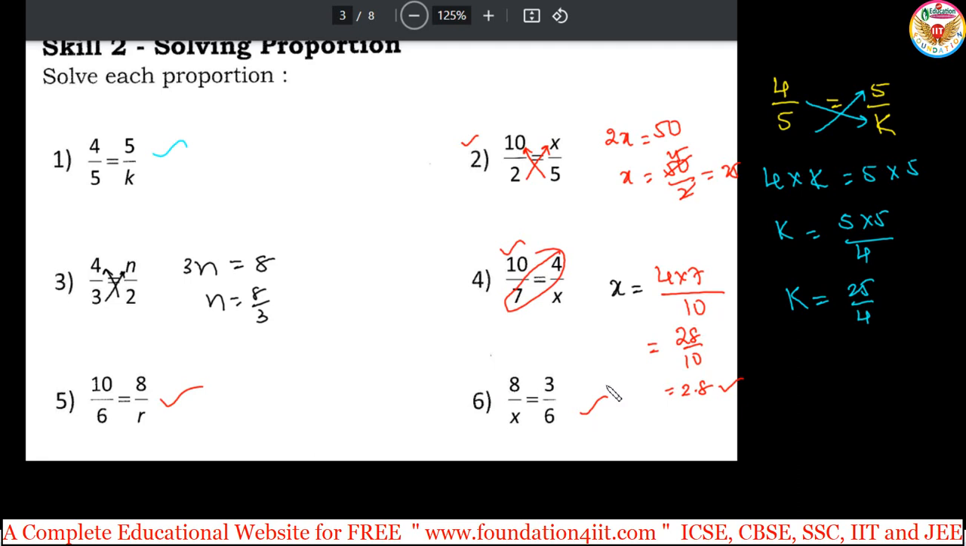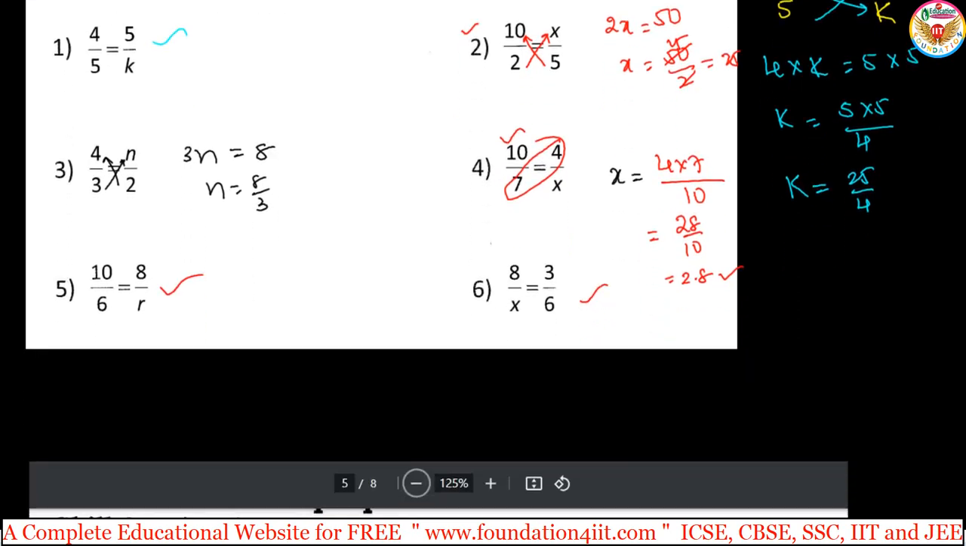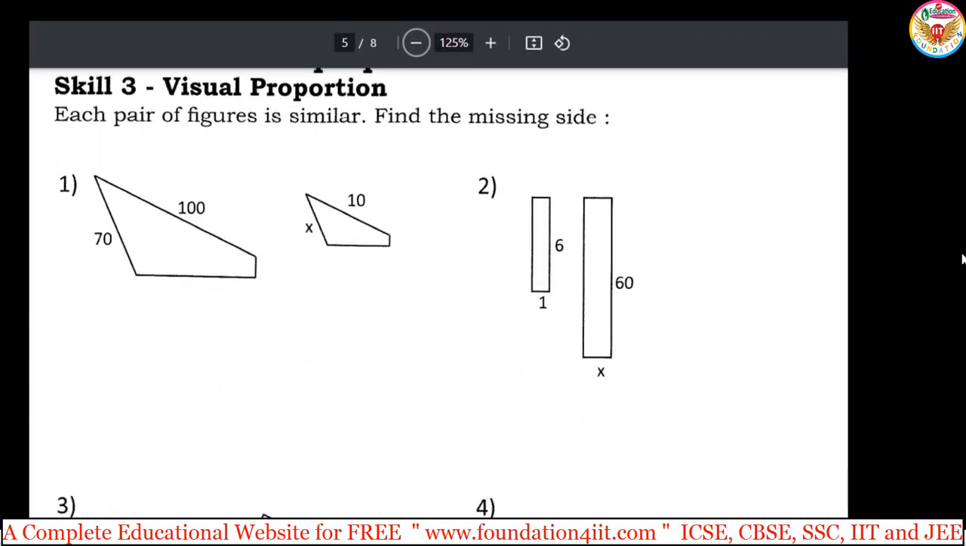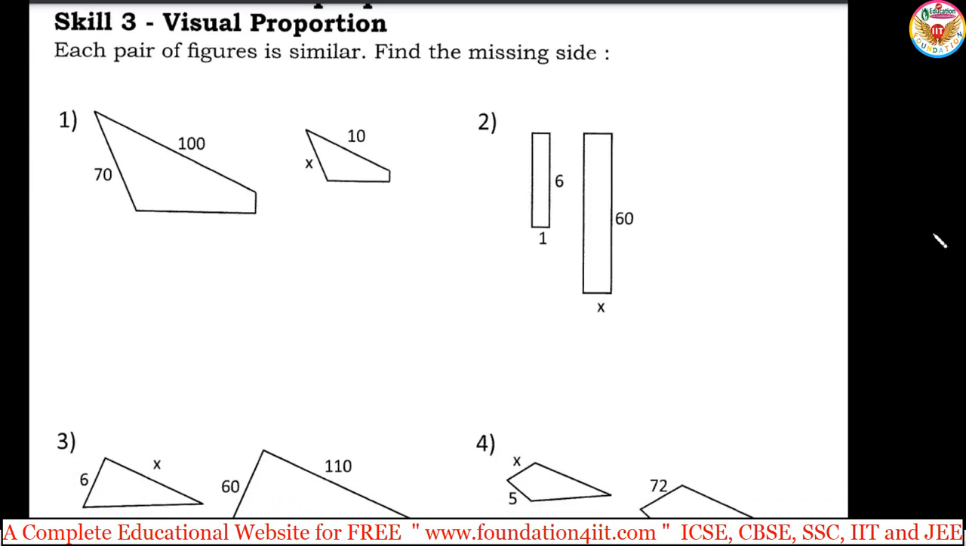So like this you can do all the problems in proportion, not only this page. The next 2 more pages I am giving for practice purposes. Once you perfect this skill, then we have the third skill, which I will show in the next pages: visual proportion. They will give diagrams, especially in geometry based concepts, and you can solve the problems that way.